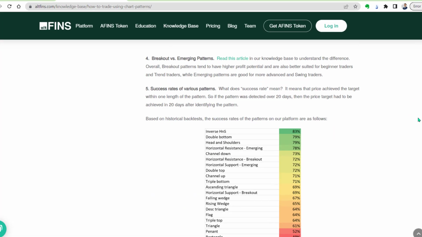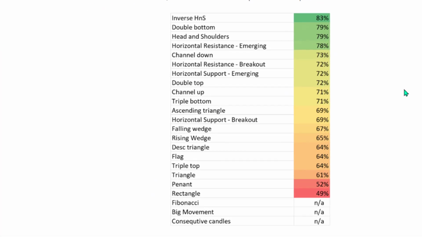But the most important part that I wanted to show you is the historical success rates of the patterns. And number one is the inverse head and shoulders. And then there's double bottom, head and shoulders, horizontal resistance approach or emerging, channel down, also very successful chart pattern. One of my favorites, along with ascending triangles, although that only has 70%, but still pretty solid. 70% is a pretty solid success rate.